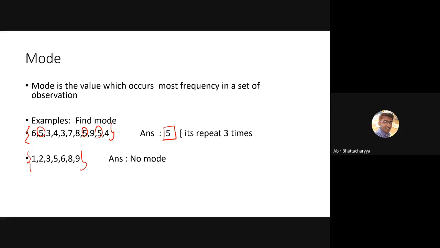Because all are repeating one time. Okay, and in this given data set, five and six are both repeating two times. So what will be the mode? Mode is going to be (5 plus 6) by 2. Five and six both are repeating two times, so we have to take the average of these two, the mean of these two, 5 and 6. This is known as the mode of a discrete data set.